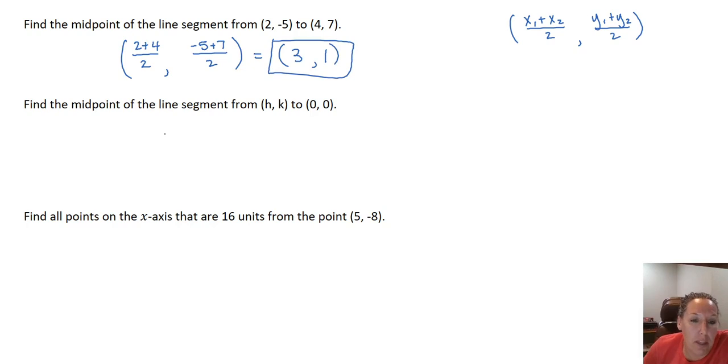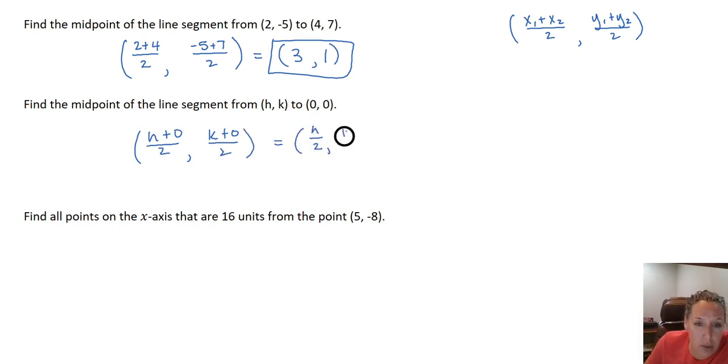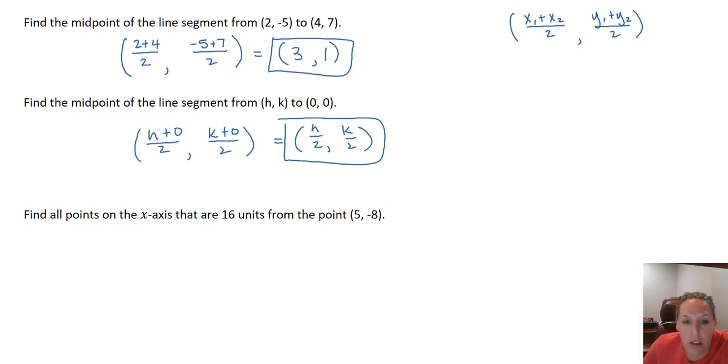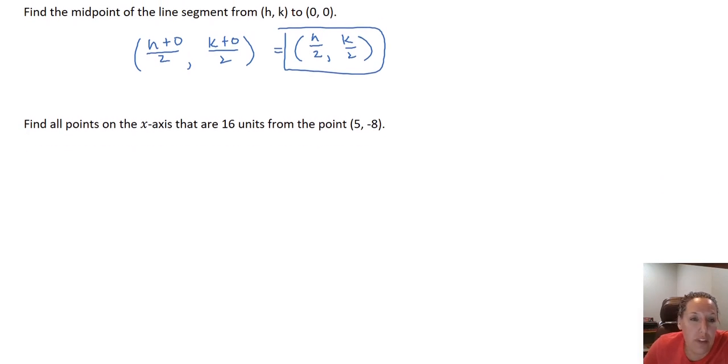All right, if we want to find the midpoint of the line segment from h, k to the origin, we're going to have h plus 0 over 2 and k plus 0 over 2, and that's going to simplify to h over 2, k over 2. And without knowing what h and k are, that is going to be as simple as we can go.